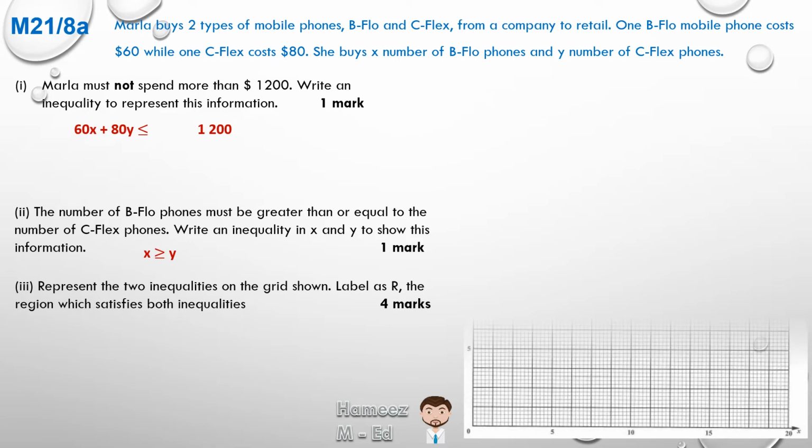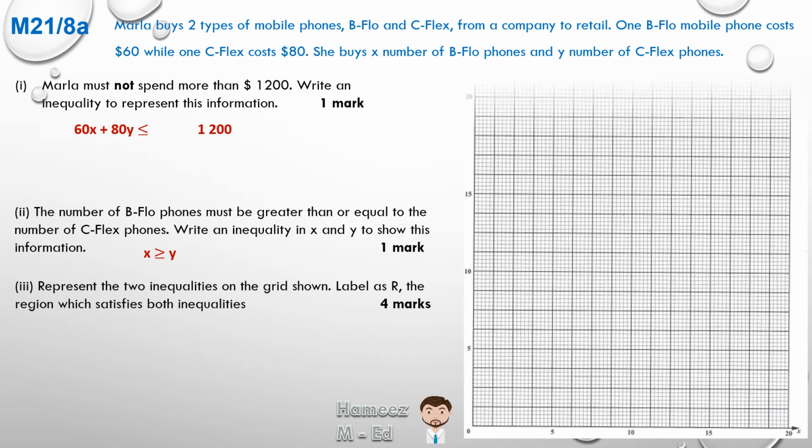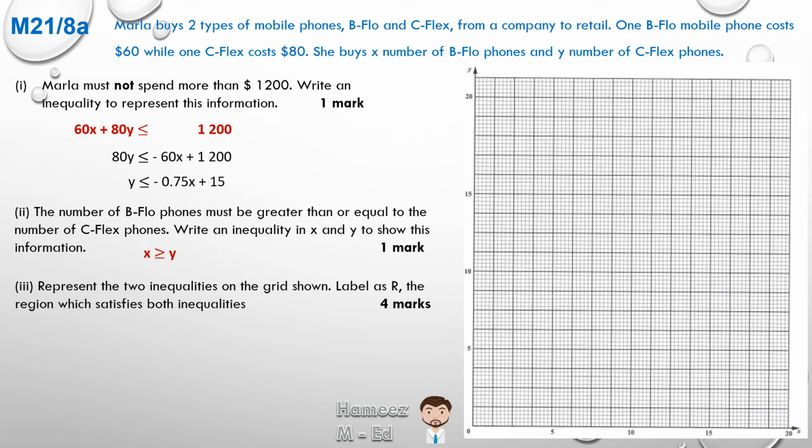So if we bring up our grid and let's look at our information. 60x plus 80y is less than or equal to 1200. Let's rearrange it so it will look like the general equation of a straight line graph. So let's make y the subject of the formula. Let's carry the 60x across. We're going to get 80y is less than or equal to minus 60x plus 1200. So y is less than or equal to divide by 80. So it will be 60 divided by 80, minus 0.75x plus 15.